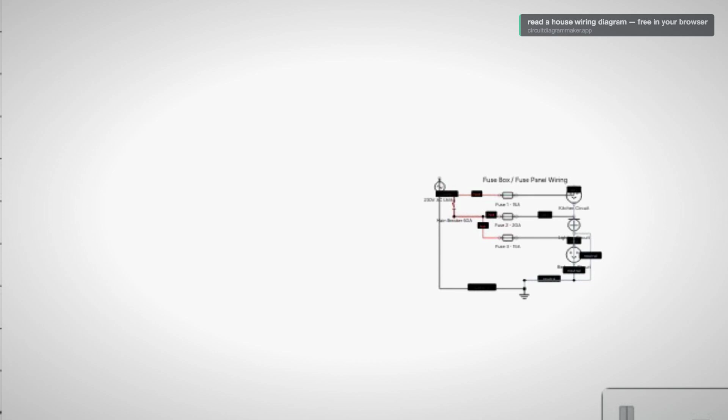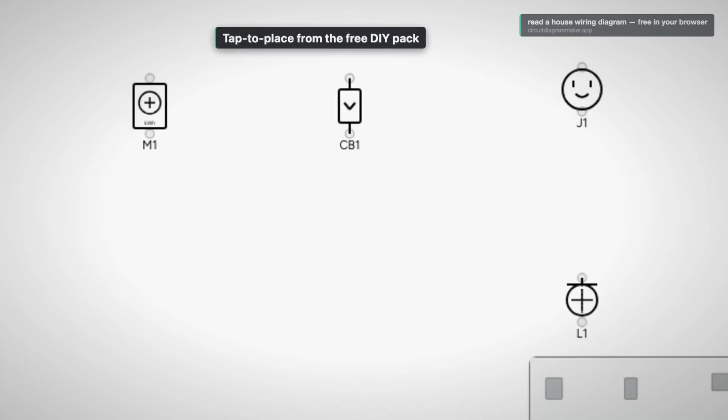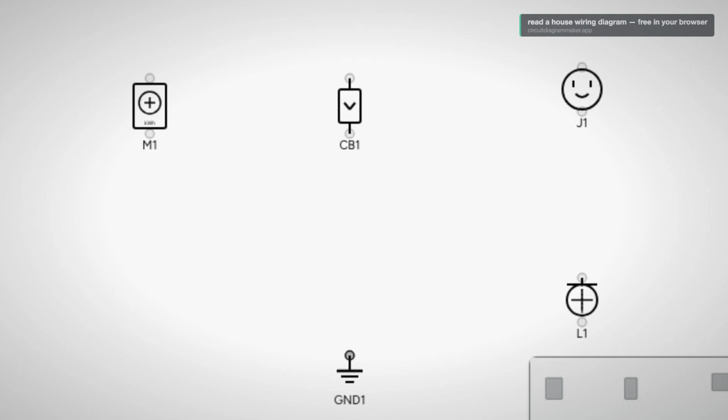Your turn. Let us build a tiny domestic circuit from scratch. Blank canvas. I search the symbol library and tap parts onto the grid. A meter for the incoming supply. A breaker standing in for the board. An outlet, a light, and an earth. These come from the free do-it-yourself pack the guest editor gives you.